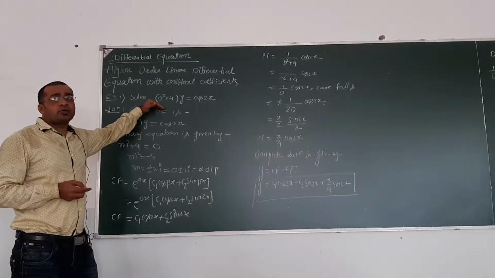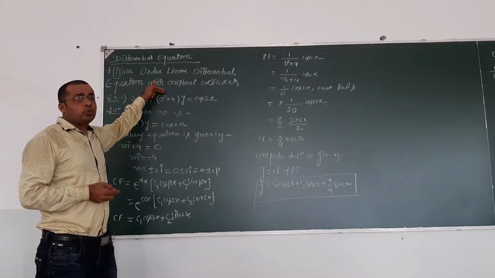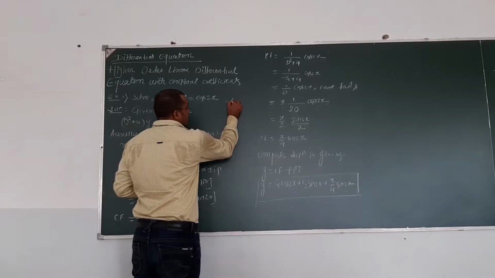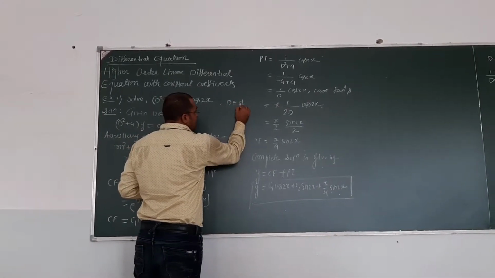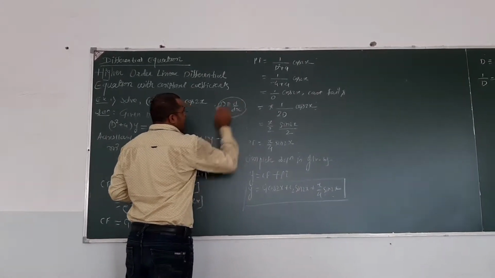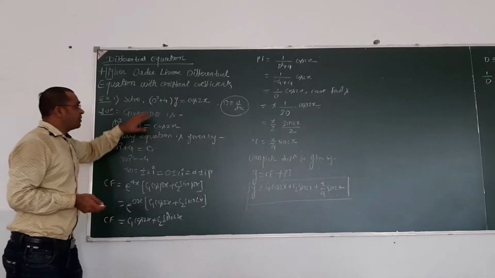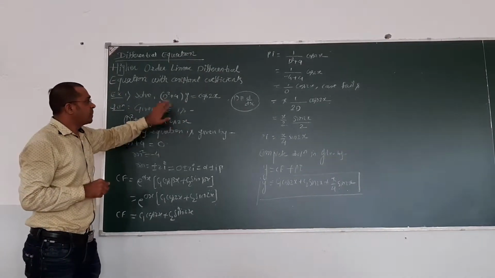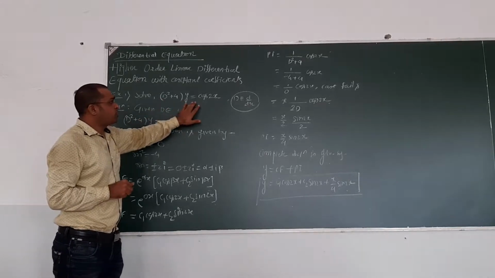Why is it higher order? Because the order is what here? It is 2, D² is there. What does this D stand for? D stands for d/dx, the derivative with respect to x. We are using D for d/dx for convenience. So (D² + 4)y = cos 2x.